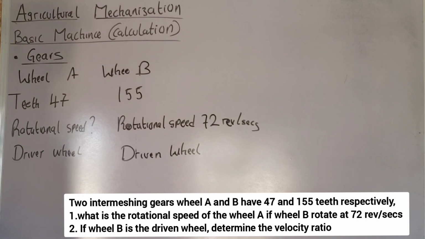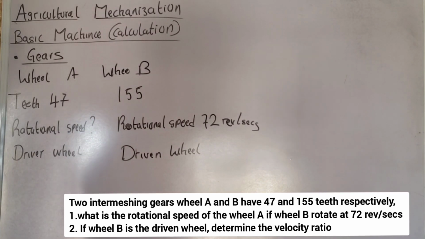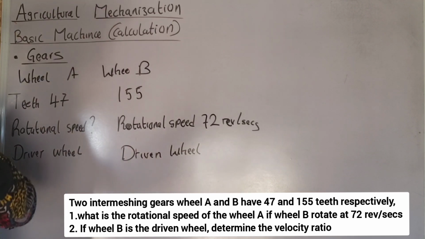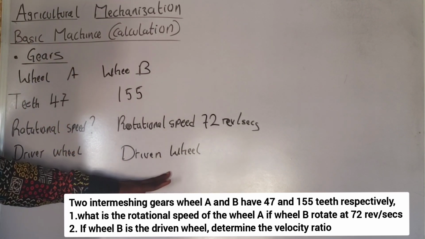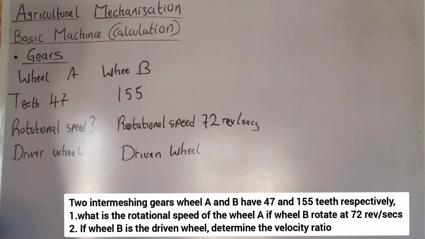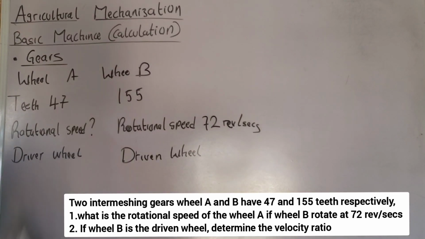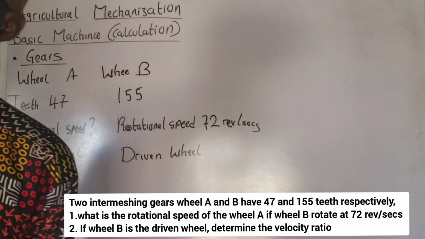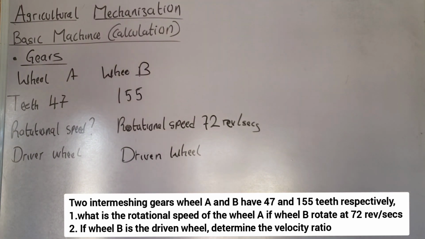When two gears intermesh, are you paying attention? We always have two wheels, the driven wheel and the driver wheel. The driven wheel is the wheel that is being driven. The wheel that is rotating as a result of the other wheel is what we call the driven wheel. The driver wheel is the wheel that makes the other wheel rotate. So that is the simple analogy behind this. If this is the driven wheel, then wheel A will be the driver wheel. Now, having understood this basic concept, let us proceed with the first question.